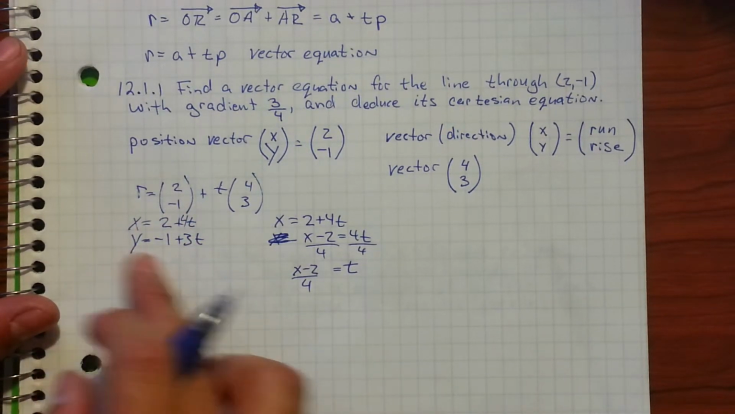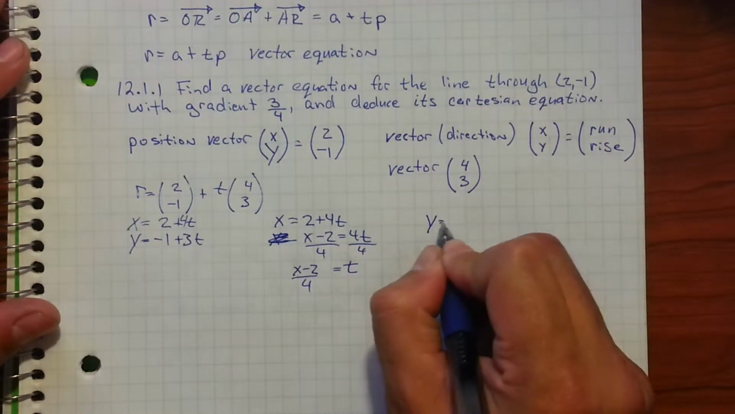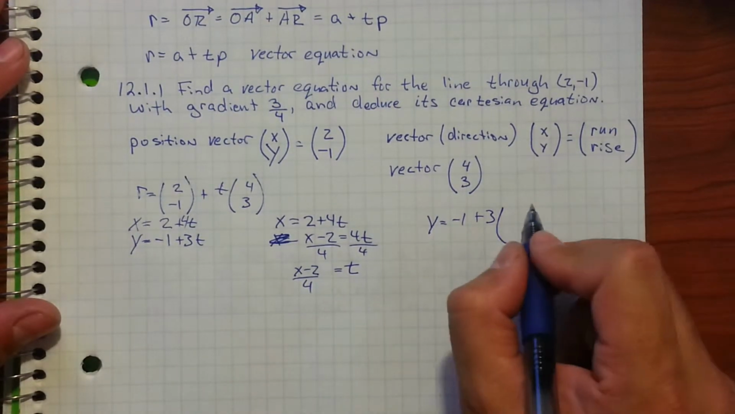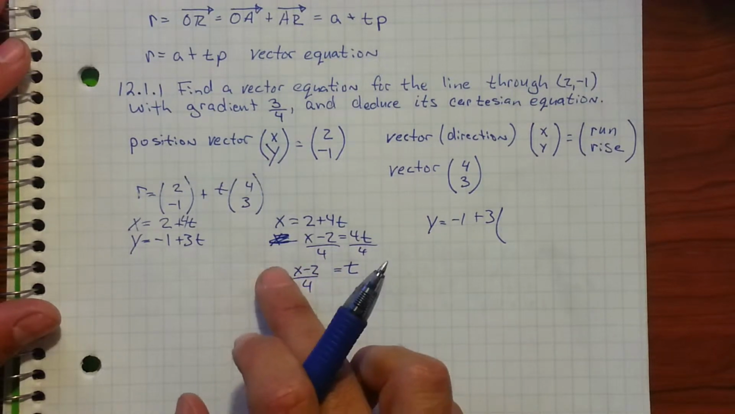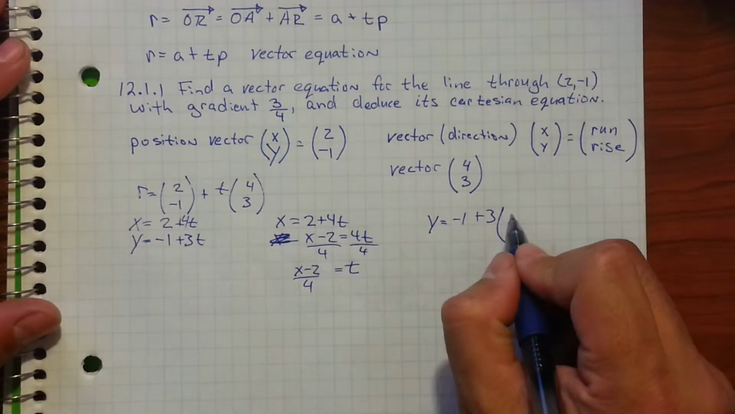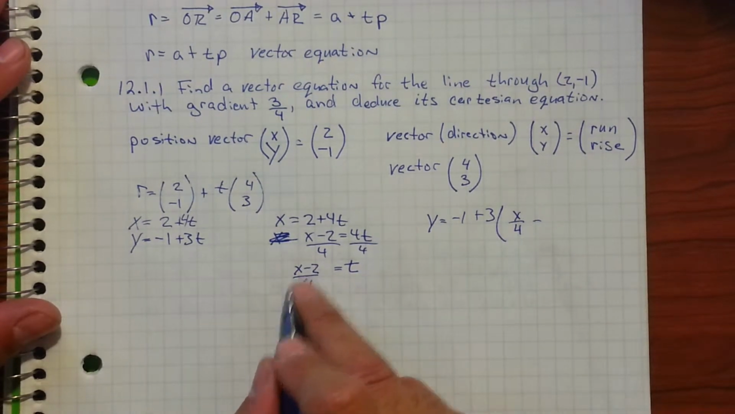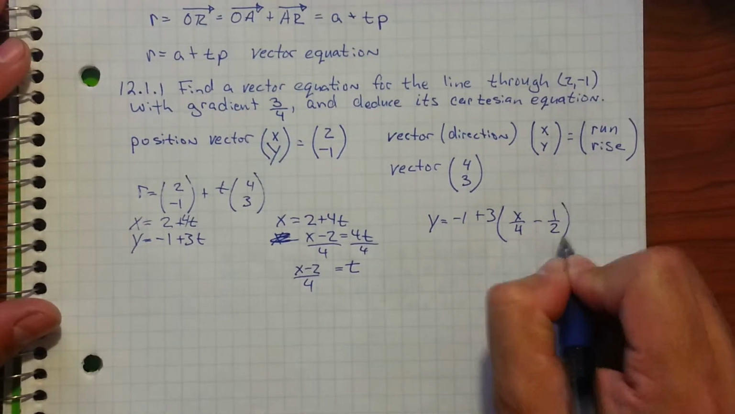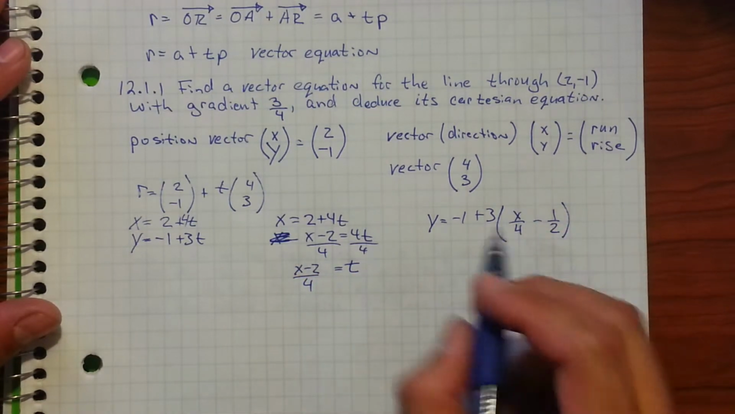I'm going to make it into y equals, because that's what my Cartesian equation is. So it's going to be y equals -1 plus 3 times the quantity, and this is where I plug that in. I'm going to take this apart though. This is going to be x over 4, and this is going to be -2 over 4, so I'm going to separate that. So it's x over 4 minus, and this one is reduced to 1/2. That is all my t value. I just separated it to make my distribution a little bit easier.